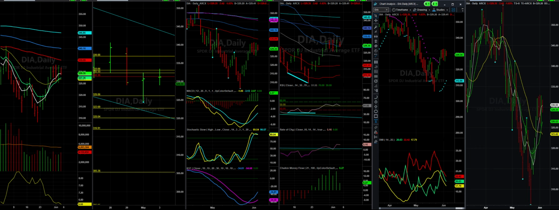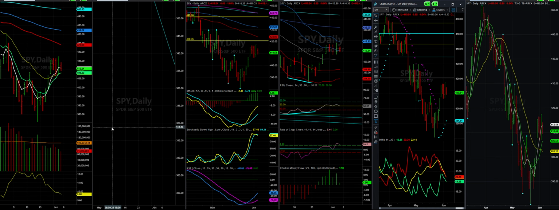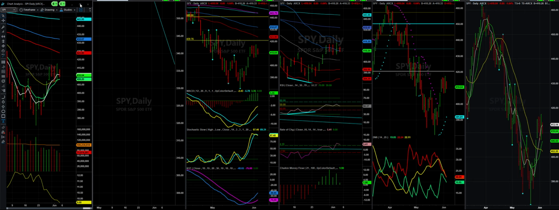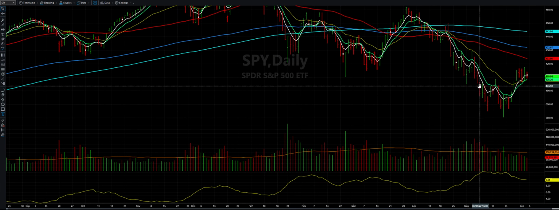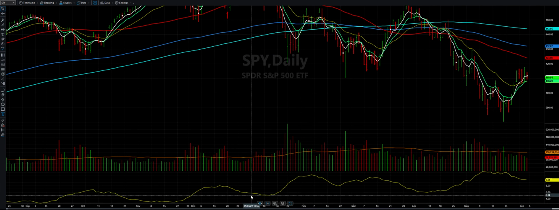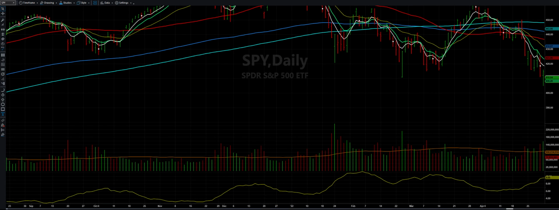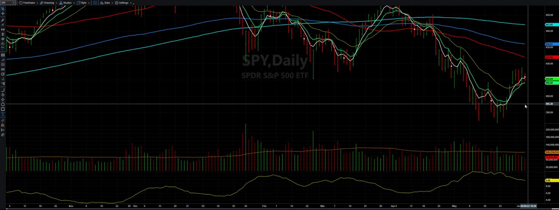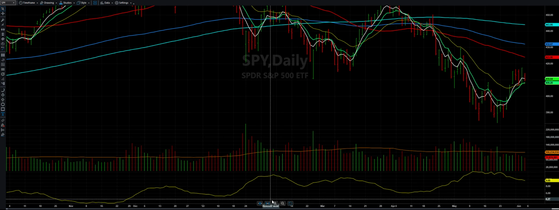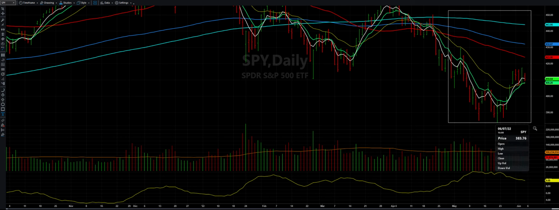Now, let's look at the SPY real quick and see what the SPY is telling us. Here we got the SPY, the ETF that tracks the Standard & Poor's 500. We're going to run through this very quickly, and let's zoom in so we can see it.